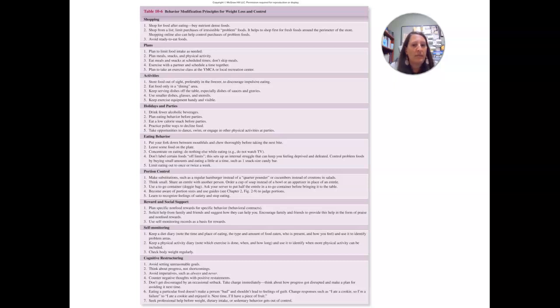Okay. And so again, here's just a list from our textbook of modification principles for weight loss. Okay, I won't read you all of these.